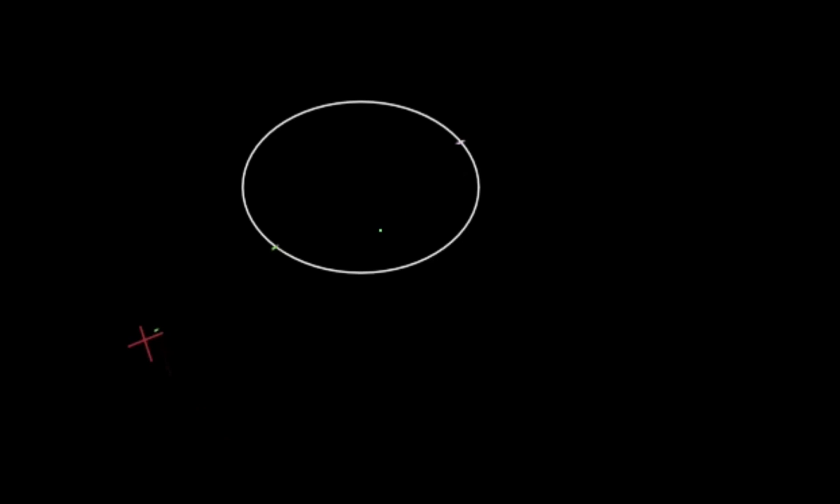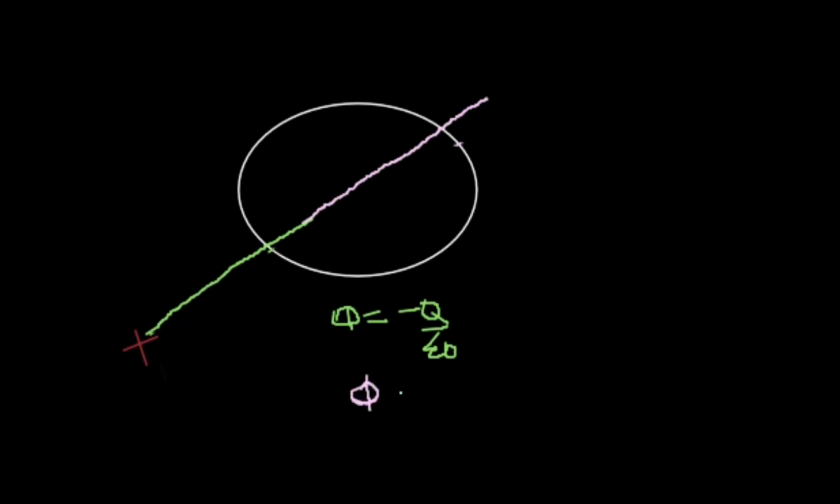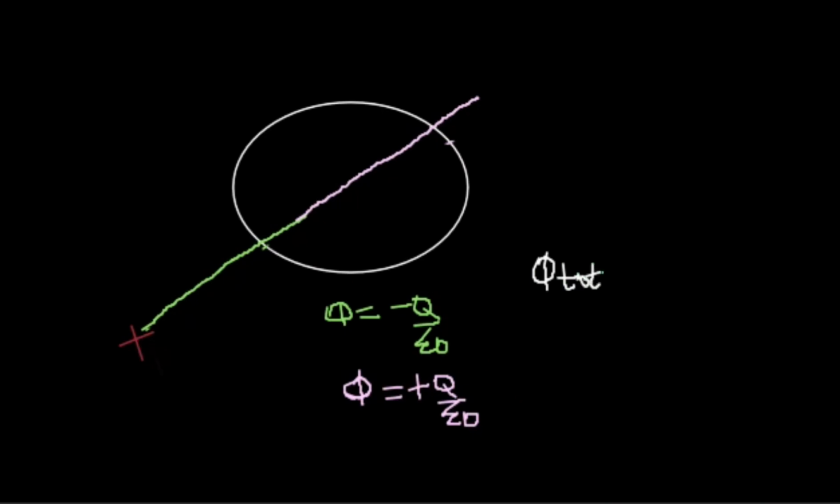What if we had a charge Q outside the surface? Would the flux still be Q over epsilon naught? You can pause the video and try to figure this out yourself. Well, the answer is no, because the flux would enter the surface, that is minus Q over epsilon naught, and then leave the surface, plus Q over epsilon naught. So the total flux would be minus Q over epsilon naught plus Q over epsilon naught, which is 0. So charges outside the surface do not contribute to the flux.